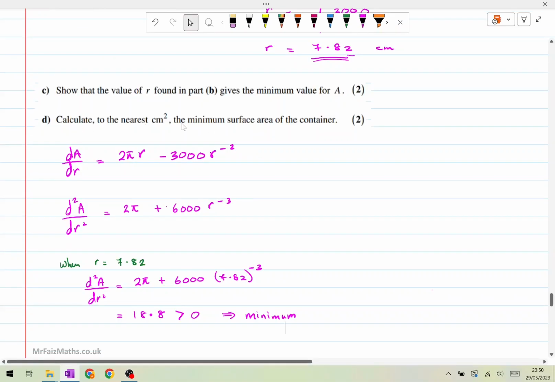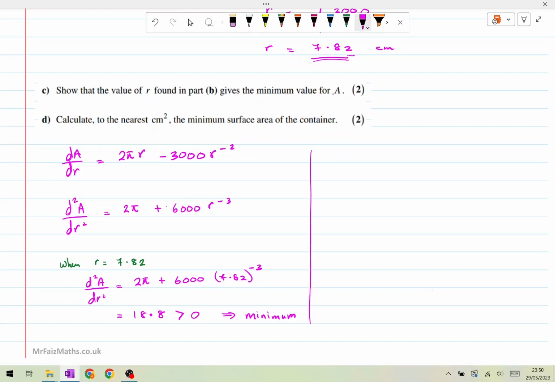Part D then is just to find the actual surface area, the minimum surface area of the container. So we found that the stationary point is when R is equal to 7.82. So we just need to plug that value in. So I'll just do that on this side here. So this is part C. For part D, all we've got to do is find the value of A when R is equal to 7.82.